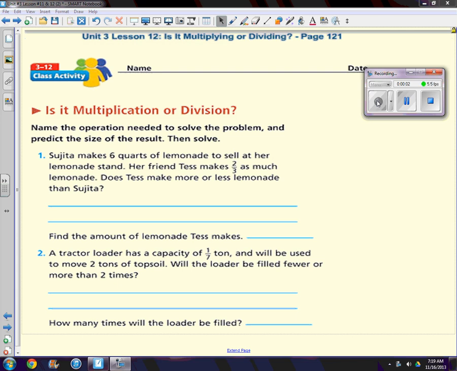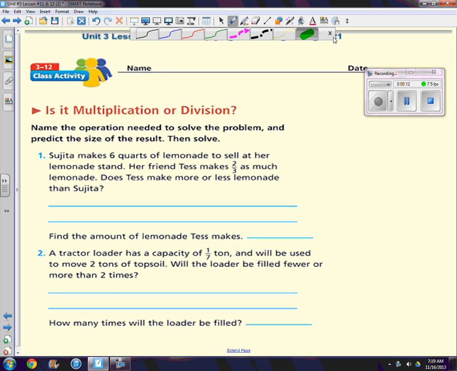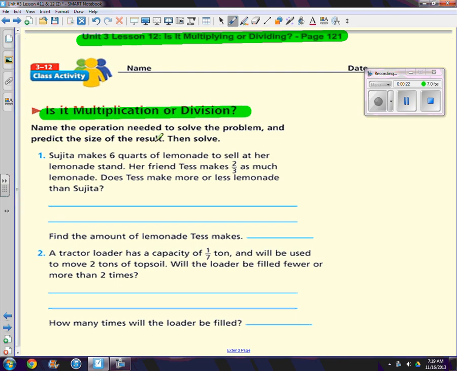Well, welcome back. We will be working on Unit 3, Lesson 12, and this is page 121 in your textbook. Black notebook, go ahead and copy this down. Is it multiplying or dividing? Is it multiplication or division? Name the operation needed to solve the problem and predict the size of the result, then solve.